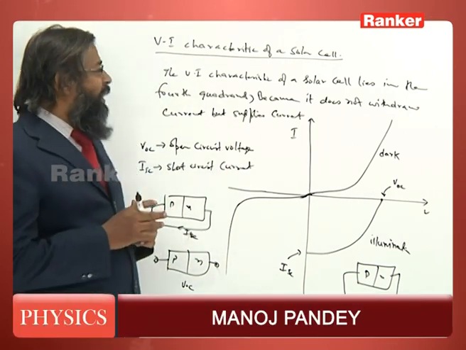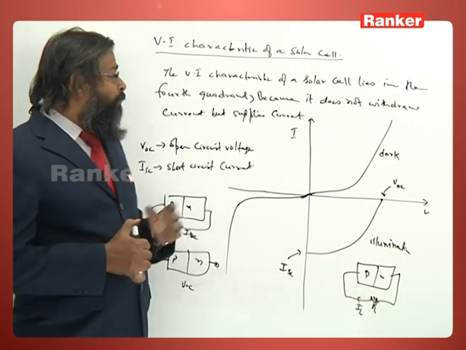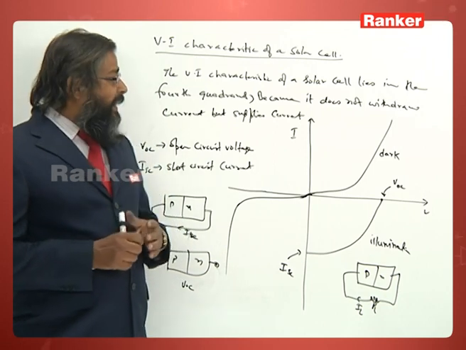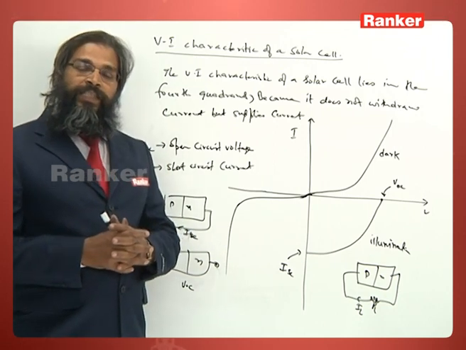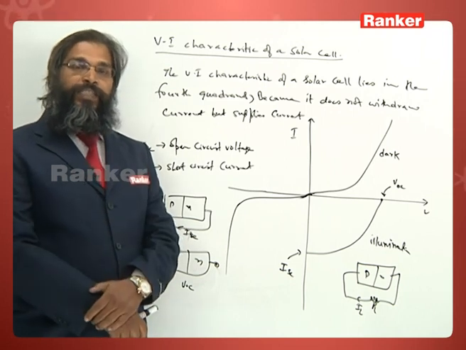So, thus we have seen all the three basic types of optoelectronic devices, and in the next class we will see another junction device which is called a Zener diode.